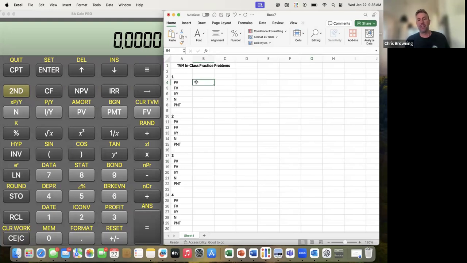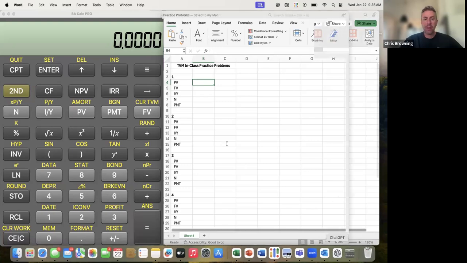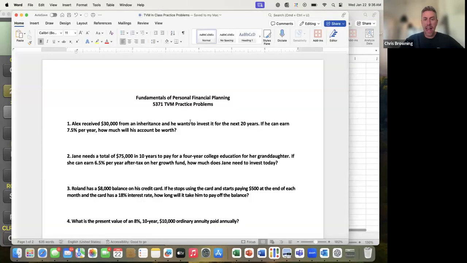Now, I talked a little bit about this in our intro to TVM video. When we're looking at these cash flows, one of the things that we need to determine is, are we looking at a cash inflow or are we looking at a cash outflow? And in this case, we're looking at a cash outflow. Now, that seems a little bit weird because it says that we received an inheritance of $30,000. But if we look back at this problem, the very next thing that it says is Alex wants to invest it for the next 20 years.